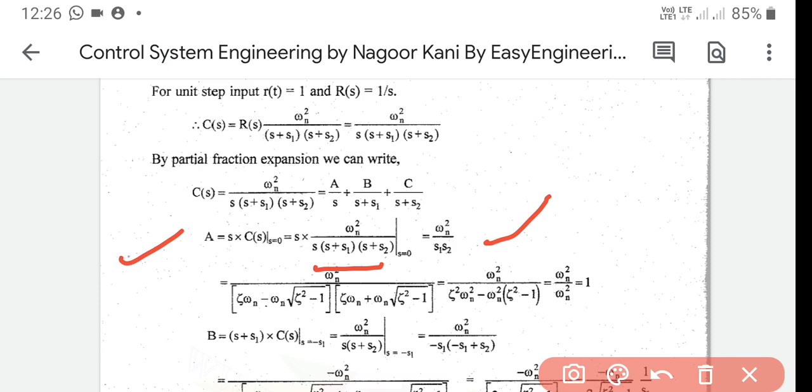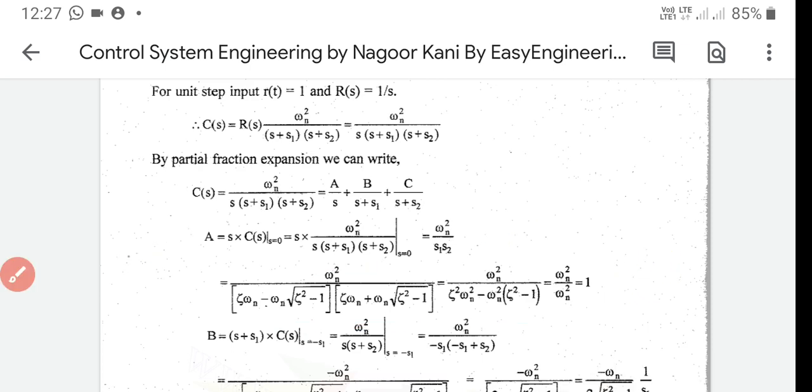After that, you should substitute the s1 and s2 values like this. After substituting the s1 and s2 values, you obtain the value as omega n square by zeta square omega n square minus omega n square into zeta square minus 1. So finally you obtain the value as minus 1.